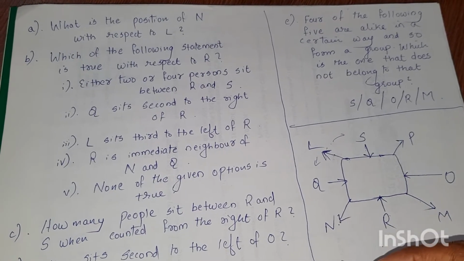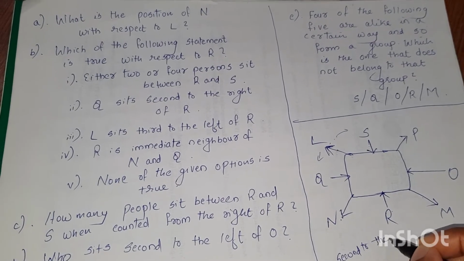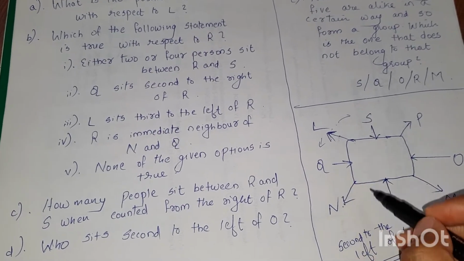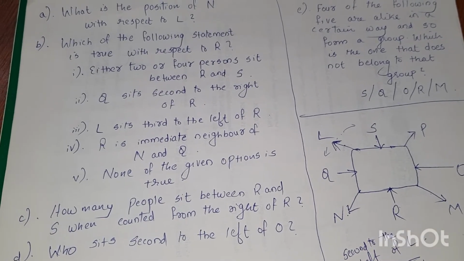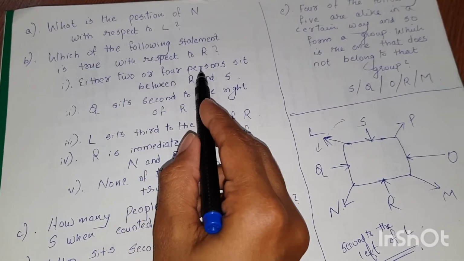Okay, so the answer is, the option given is second to the left of N. Second to the left of L. So the position of N with respect to L is second to the left of L. Understood? Second question, which of the following statements is true with respect to R?